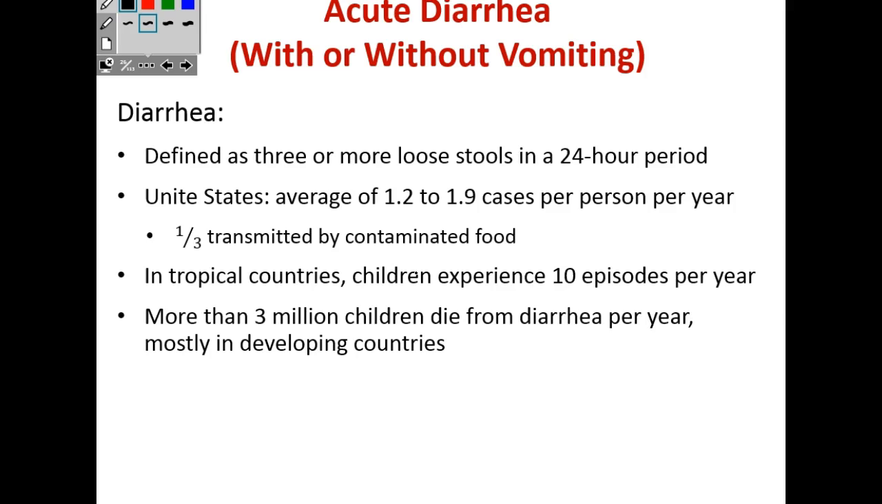Then we can have acute diarrhea with or without vomiting. When you have diarrhea, do you have vomiting? Me either. But some people do. Diarrhea is defined as 3 or more loose stools in a 24-hour period. In the United States, the average is 1.2 to 1.9 cases per person per year. 1/3 is transmitted by contaminated food.